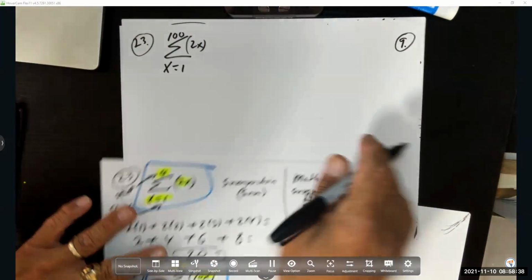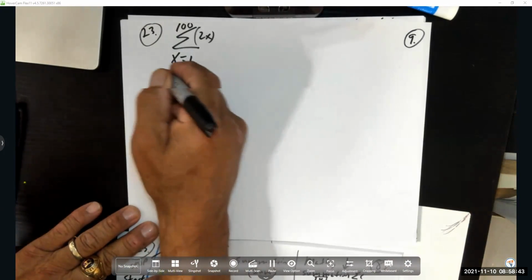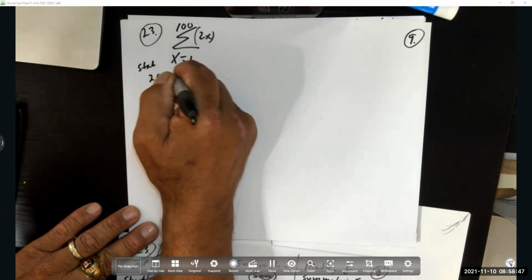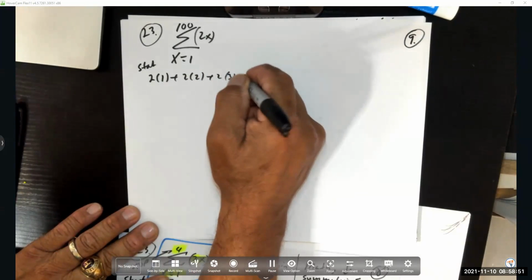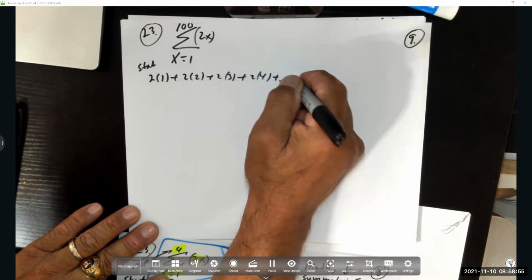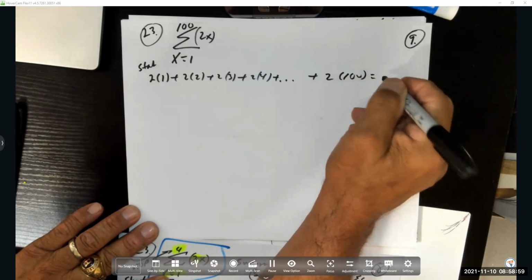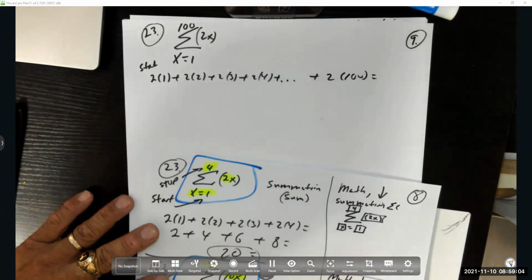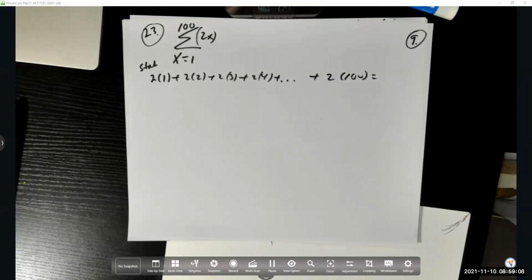Oh God, the guy with that TI-83 is gonna get killed, man. Because it's gonna start at 1. 2 times 1, 2 times 2, 2 times 3. Yeah, 2 times 4. Keep going. So you finally get to 2 times 100. And then you can add all these numbers up on your TI-83, and you'll get the answer, right? Right? Maybe.